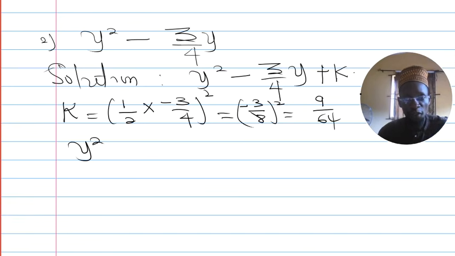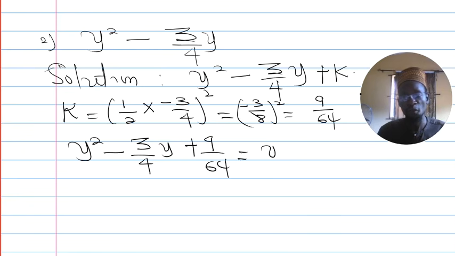So we can have y squared minus 3 over 4 y plus what? 9 over 64. That is, we can have y minus 3 over 8, everything squared. So this is the answer.